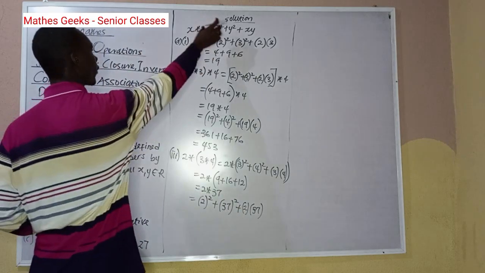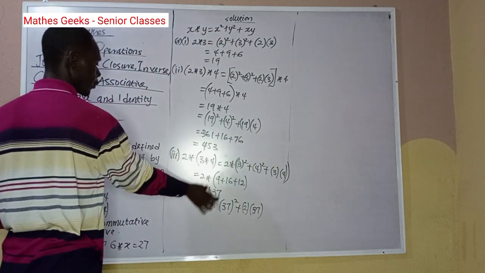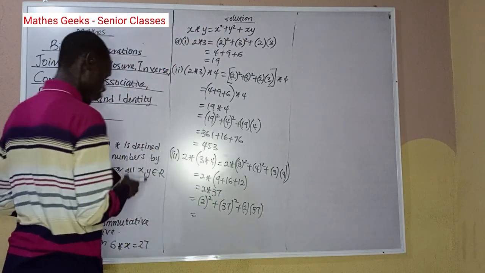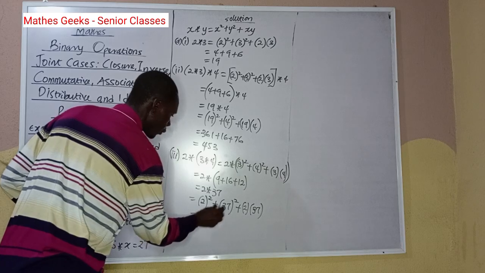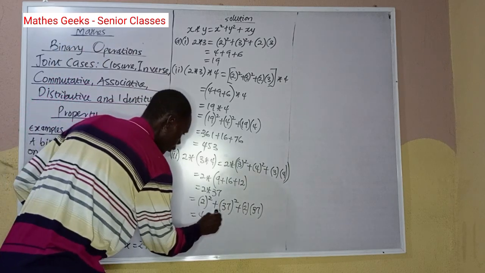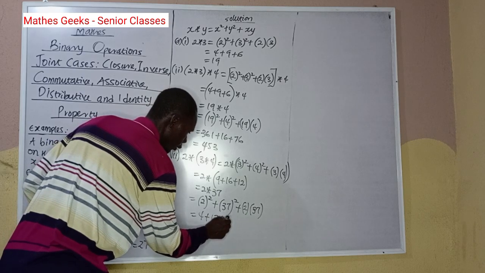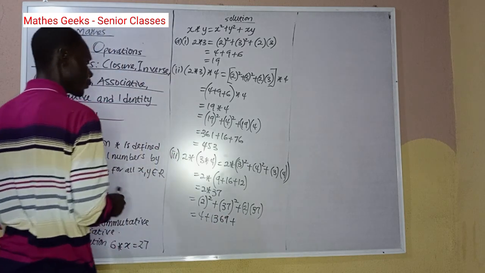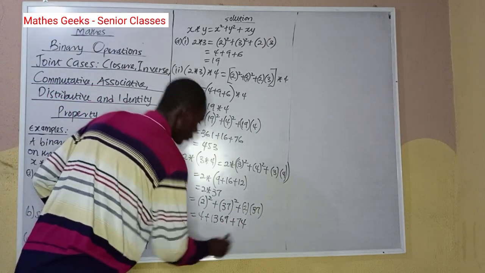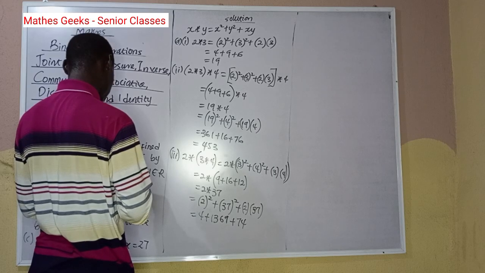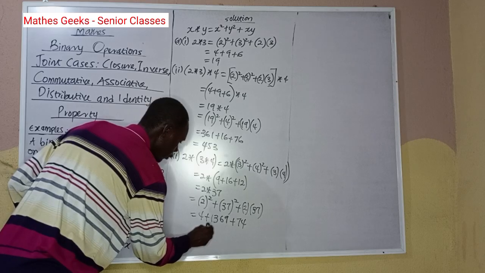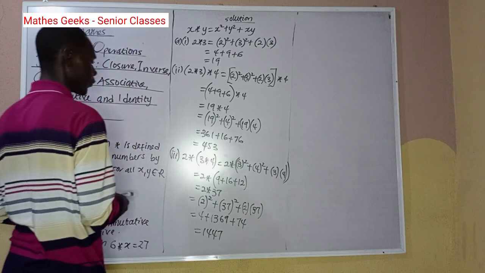This is our general rule here, x operation y. So 2 operation 37, we follow this rule. And this is equal to 2 squared is 4, 37 squared is 1369, plus 2 times 37, which is 74. 74 plus 1369 plus 4 is 1447. 1447.